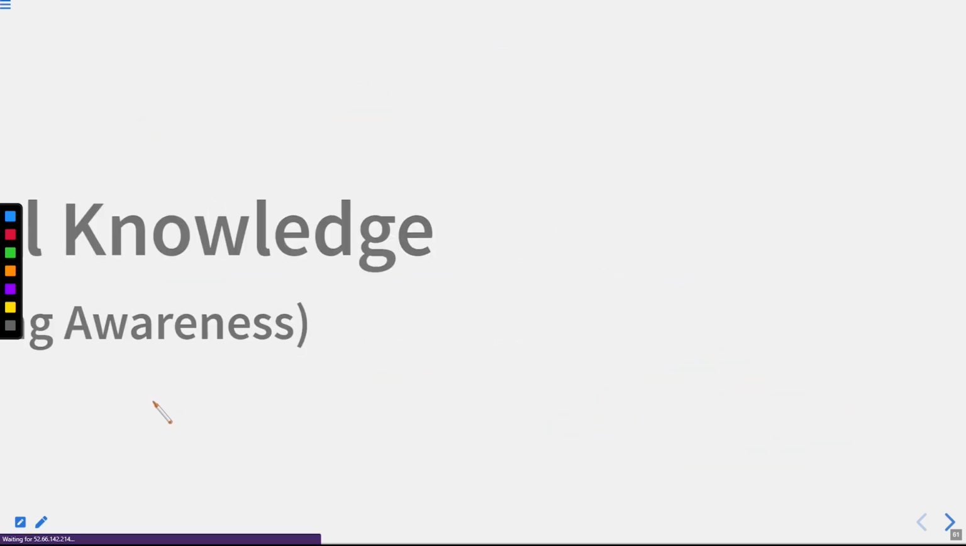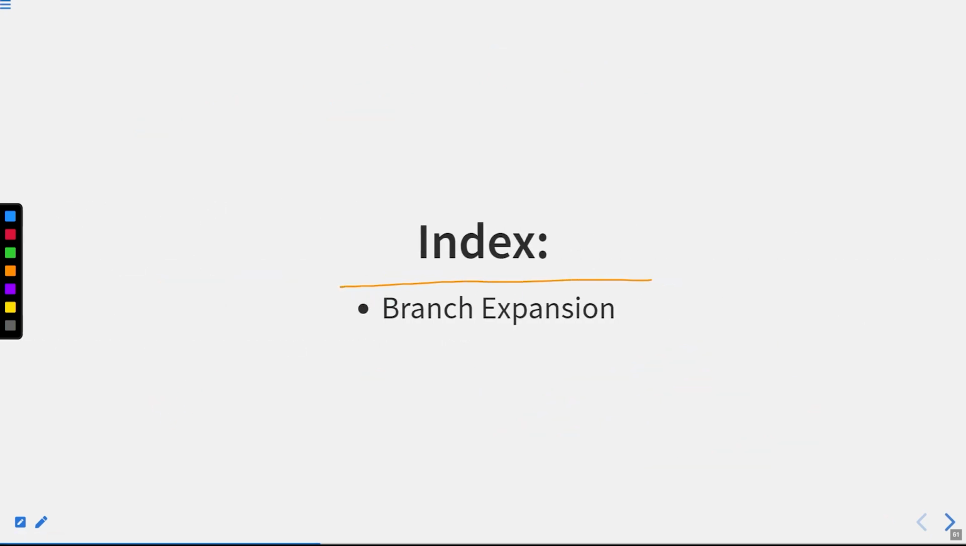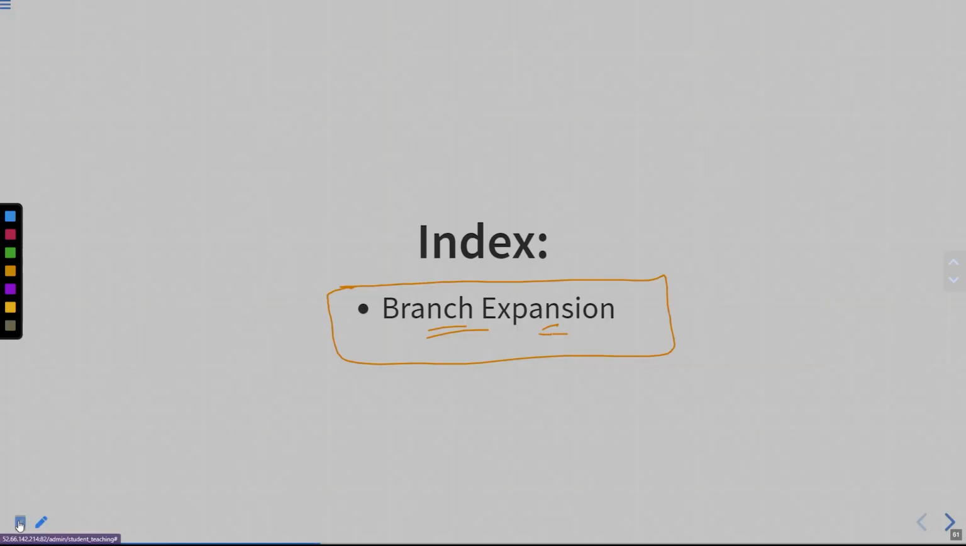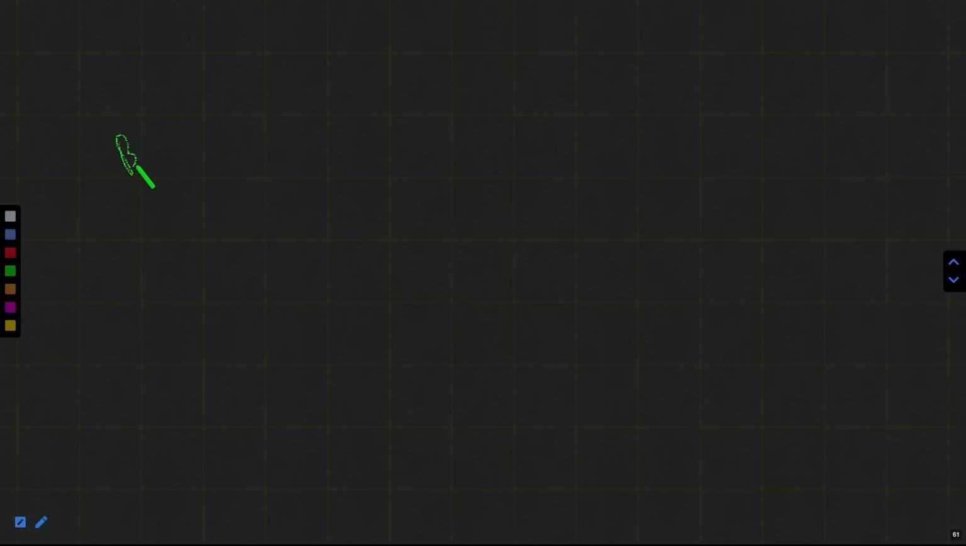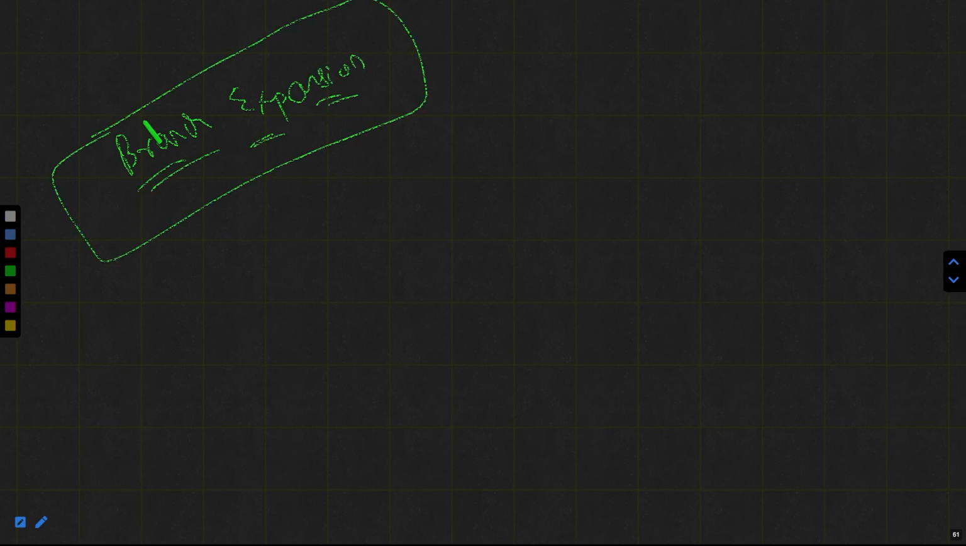So basically, in today's lecture we are going to talk about branch expansion. Now, what do you mean by branch expansion? It is the first thing we should understand. But before starting the discussion on branch expansion, my first question is, do you understand what you mean by a branch? What do you mean by a branch?